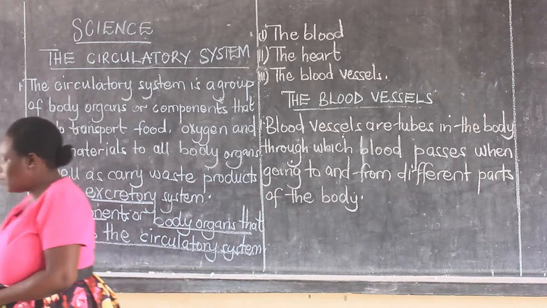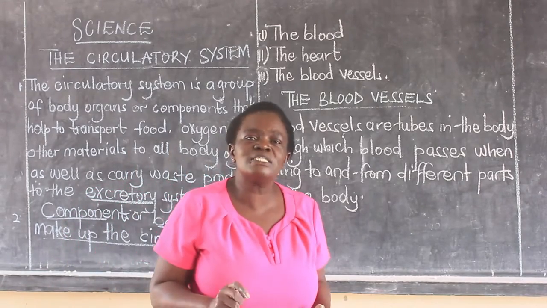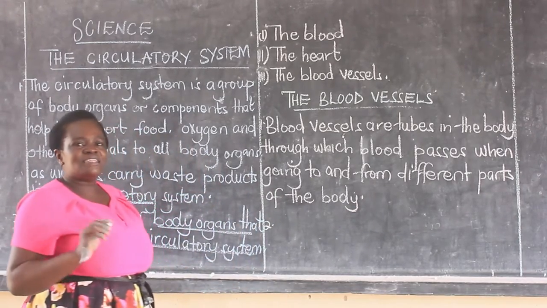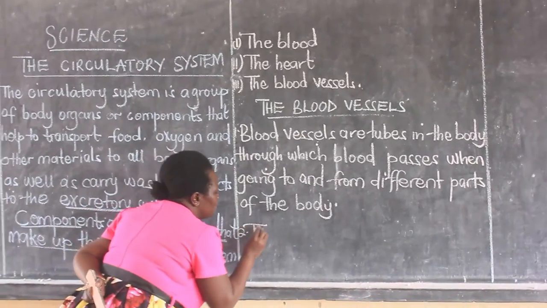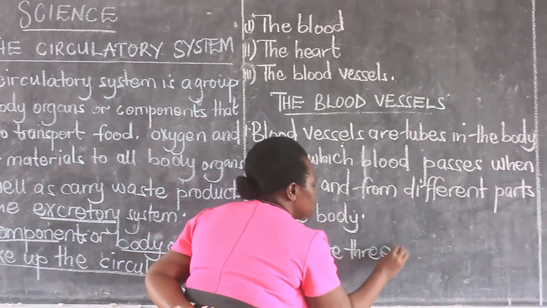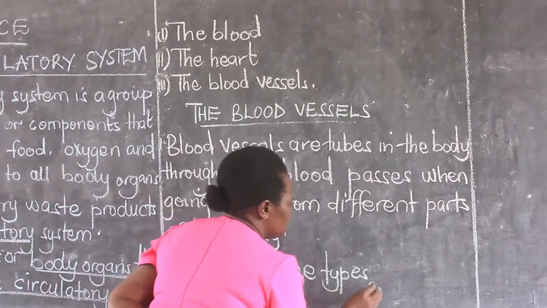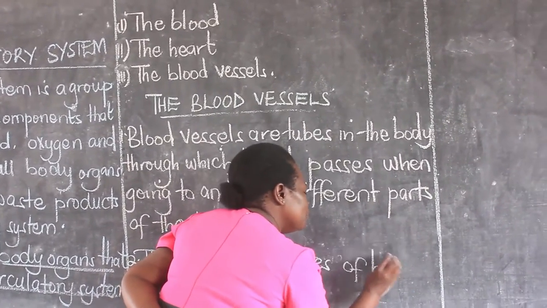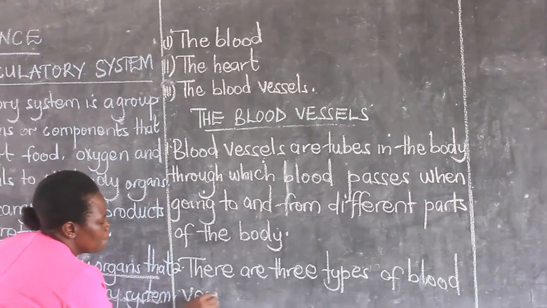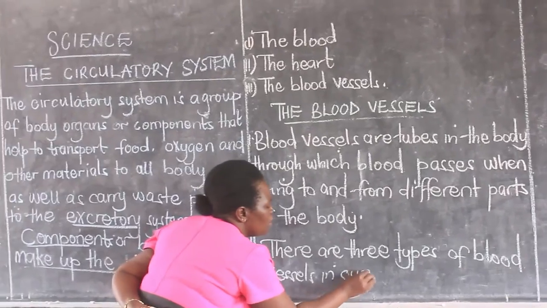And maybe after that, we have three types of blood vessels in our body. We have three types of blood vessels in our body, and we are going to look at all three types of blood vessels. Let's write it as our number two, that there are three types of blood vessels in our body.